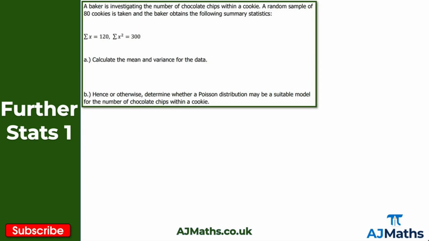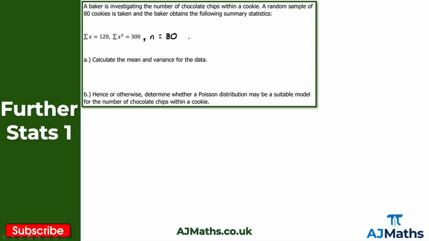Moving on to question 2 now, where we have a baker who is investigating the number of chocolate chips within a cookie. A random sample of 80 cookies is taken, and the baker obtains the following summary statistics. What we've got here is sigma x, that's equal to 120. We also have sigma x squared, and that's equal to 300. Now, we don't have n given here. We do actually already know n. That's given in the context of the question, and that's the sample size here of 80.